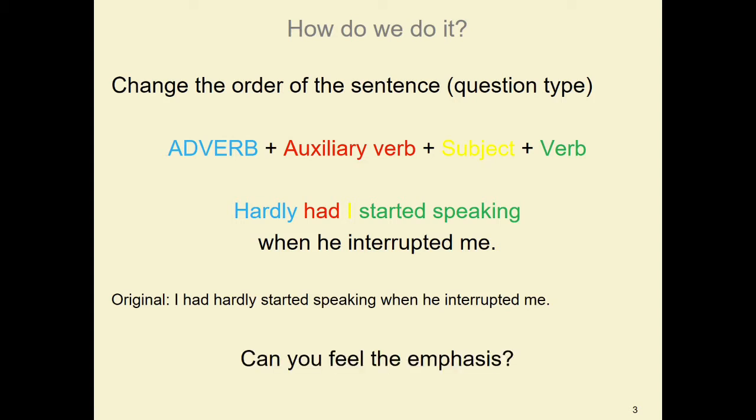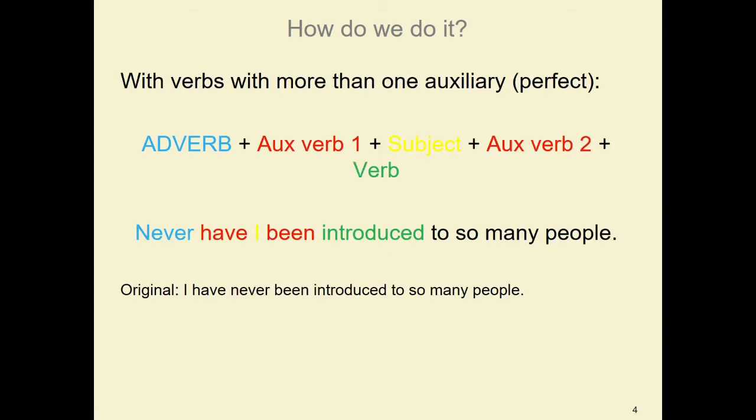So can you feel the emphasis on that one? It takes some time to feel the emphasis. That's why we need to see a lot of sentences, and see them in context, to feel this emphasis. So this is the basic order, but we do have some differences regarding the order of the verbs. For example, with verbs with more than one auxiliary, for example, perfect tenses, we're going to use the auxiliary verb number 1 before the subject, and then the auxiliary verb number 2 after the subject.